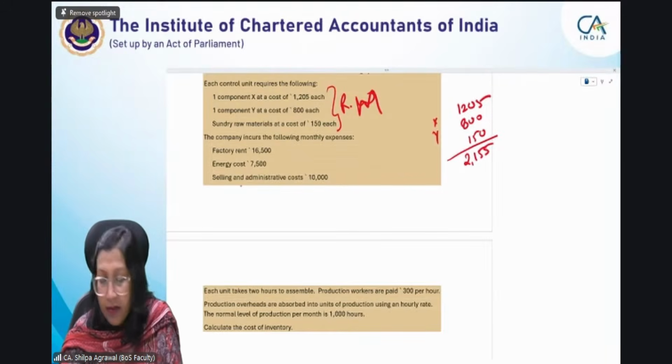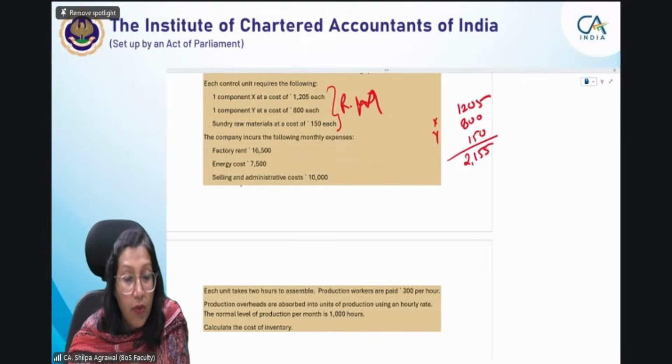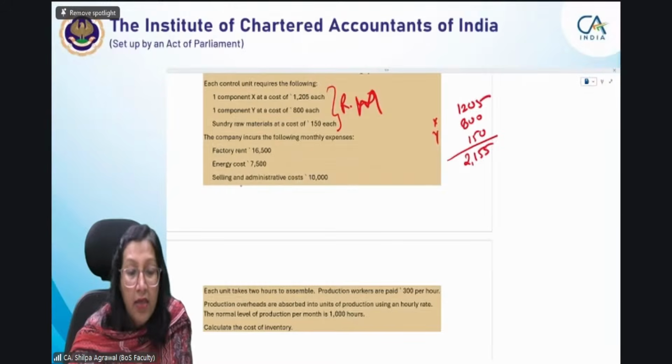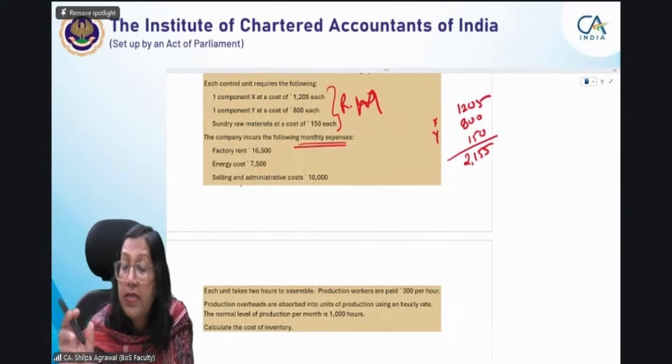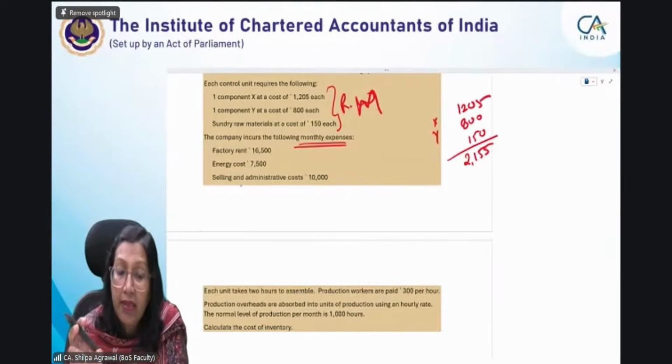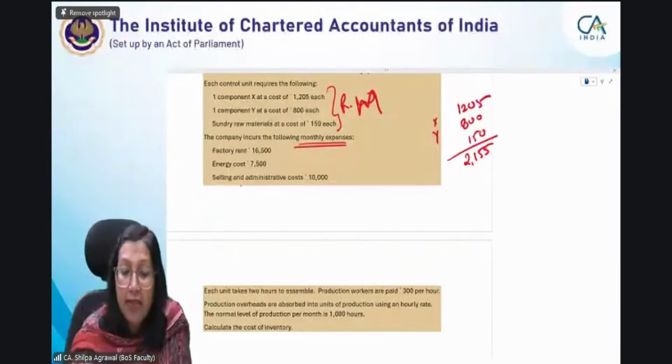Okay. Now after that we have to allocate our labor overheads. So company incurs following monthly expenses. This is not the expense based on your unit. This is monthly expenses. Factory rent 16,500.